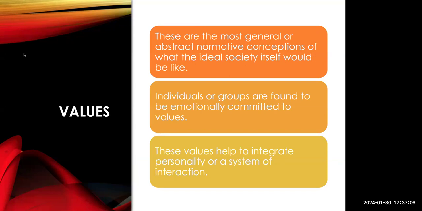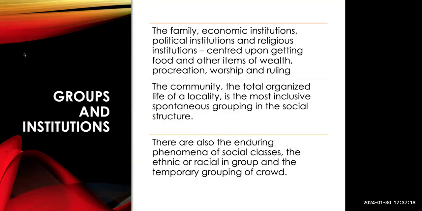What are the things that are important? What do people count as important to them? And what they'd like people to abide with respect to what they see as important. In societies, you'll have groups and institutions. We talk about the family as an institution. We talk about academic institutions, political institutions, religious institutions. So the family is centered around getting food and other items of wealth, procreation. We have the religious institution, worship, and the political institutions, ruling, governance.